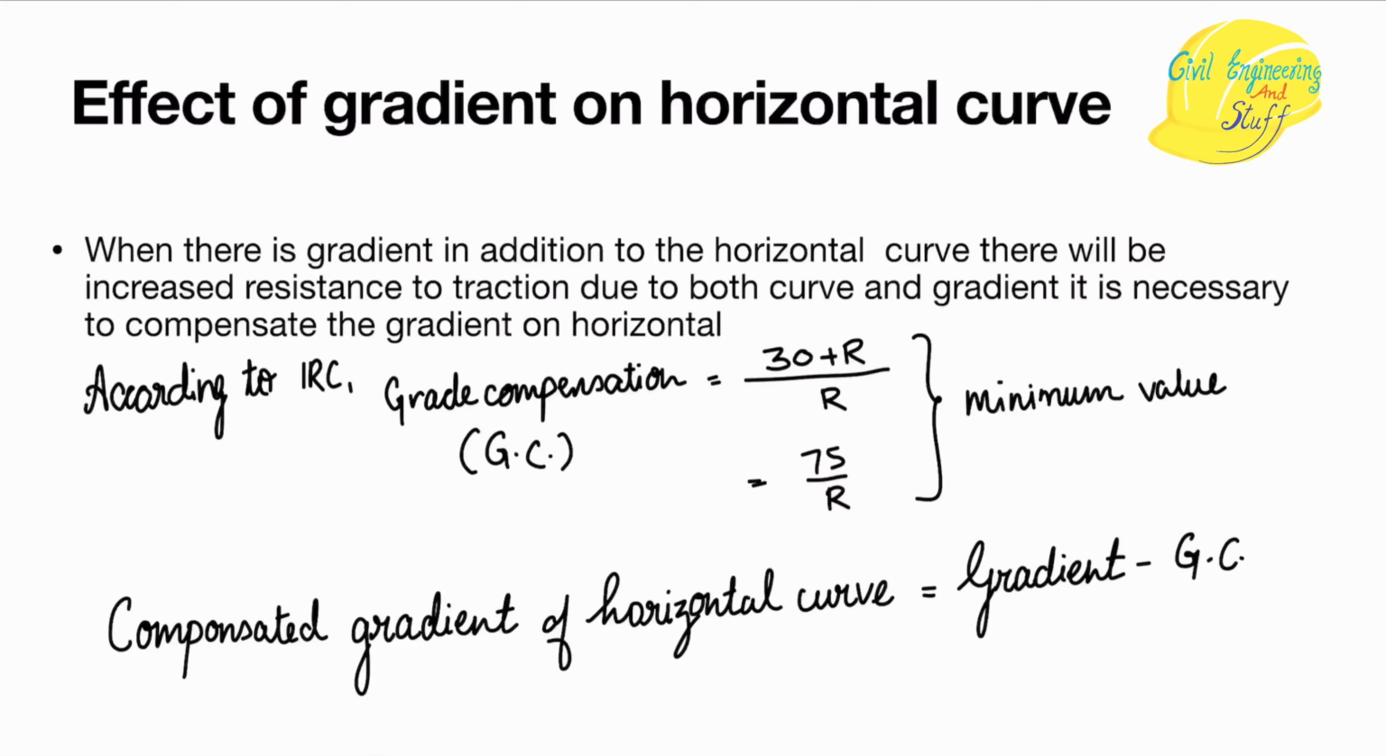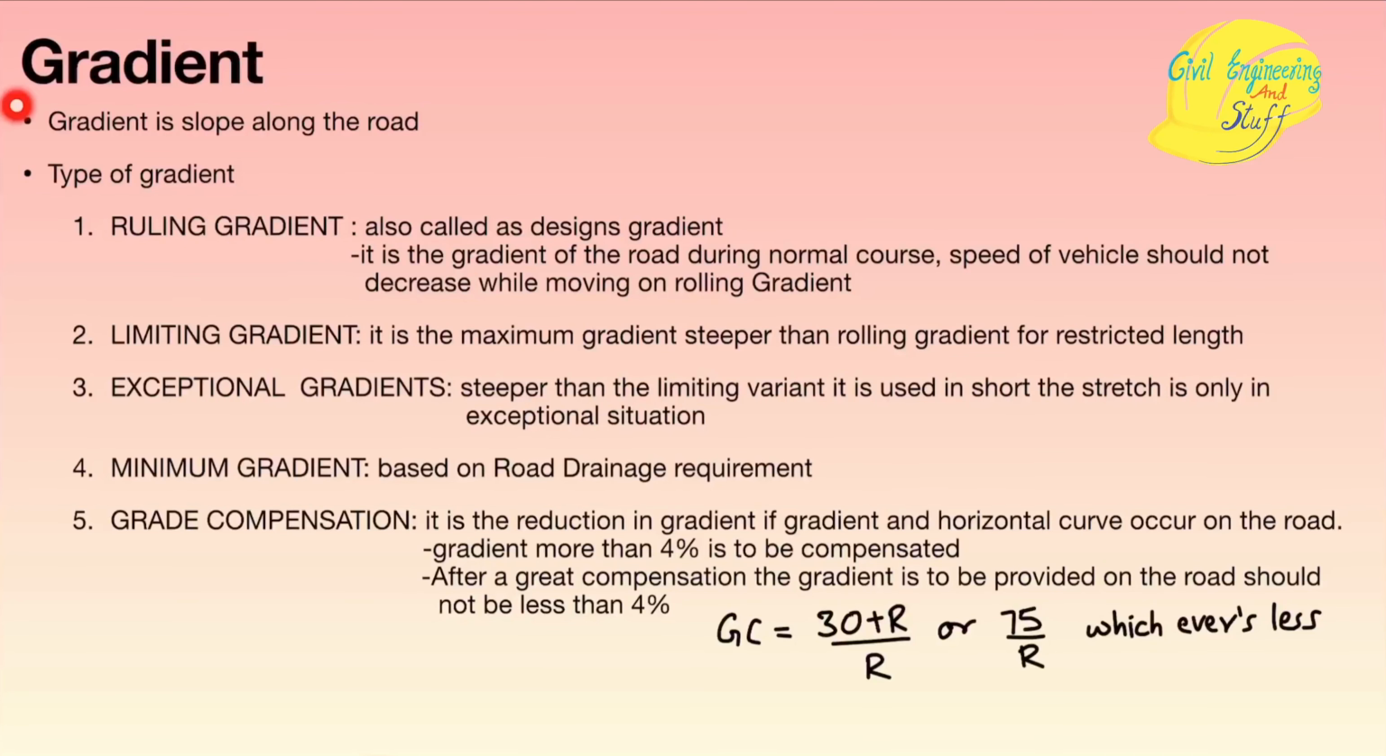So before studying this, let us discuss the gradient itself. Your gradient is nothing but the slope along the road. We have four types of gradients. The first is the ruling gradient, which is the design gradient. This is the slope that is provided in normal conditions for the design speed.